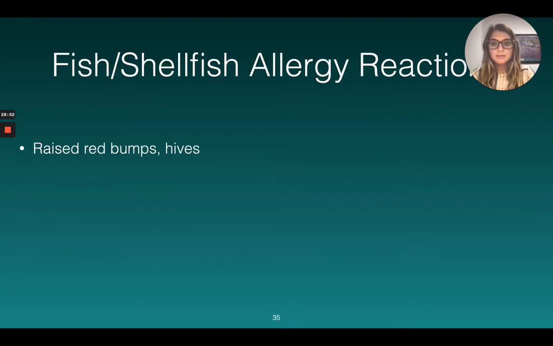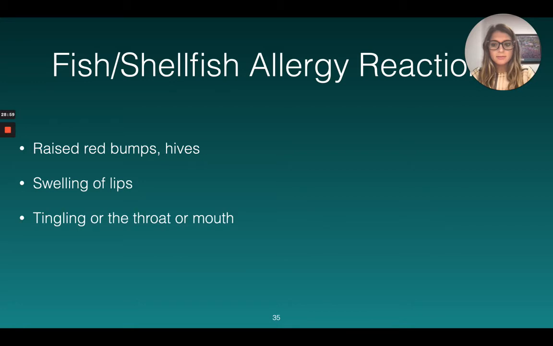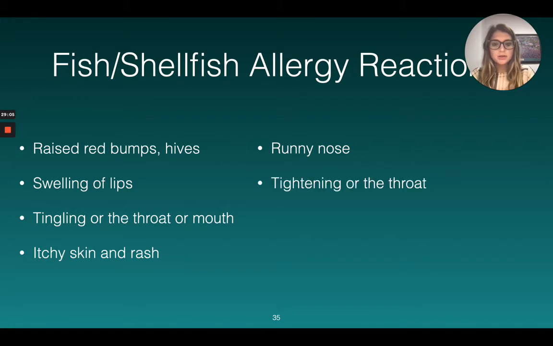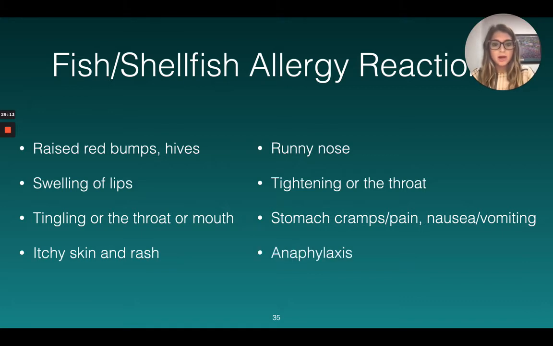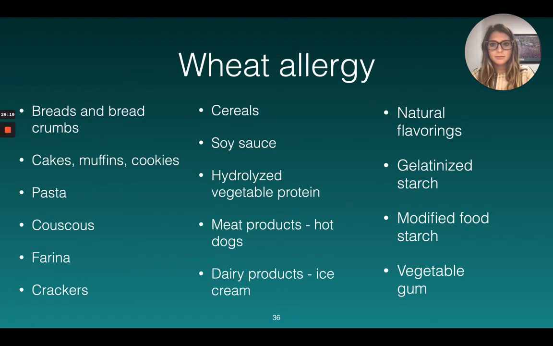So signs and symptoms of an allergy are going to be raised red bumps, that hives, swelling of the lips, tingling of the throat or mouth, itchy skin and rash, runny nose, tightening of the throat, stomach cramps, pain, nausea, vomiting, diarrhea, etc. And then the worst reaction is going to be, again, that anaphylaxis that can occur in severe allergy reactions. So next we're going to go over wheat allergy.